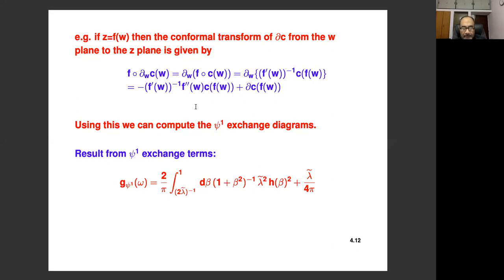So here I'll give the result. Okay, by doing this, we can compute the psi1 exchange diagram, and this is what you get. Are there questions or comments? Okay, so let me proceed.